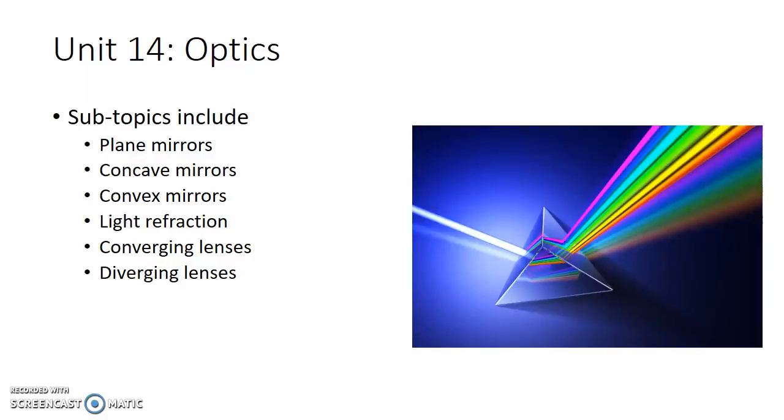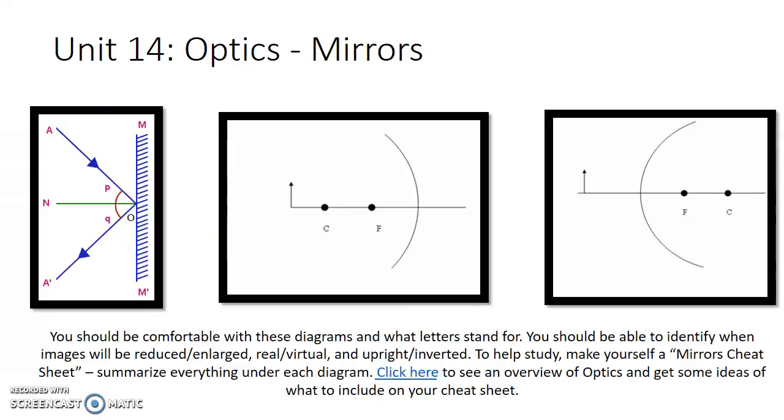Unit 14, which is optics. Subtopics include plane mirrors, concave mirrors, convex mirrors, light refraction, converging lenses, and diverging lenses. So you should be comfortable with these diagrams and what the letters stand for. You should be able to identify when images are reduced or enlarged, real or virtual, and upright or inverted. To help study, make yourself a Miro cheat sheet. Summarize everything under each diagram. You can click here to see an overview of optics and get some ideas of what to include on your cheat sheet. I also did another help session specifically on mirrors, convex versus concave, and talked about those real versus virtual images when it comes to mirrors.